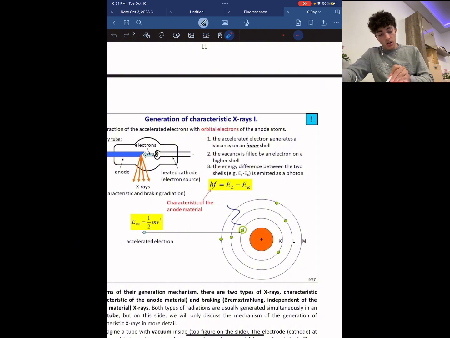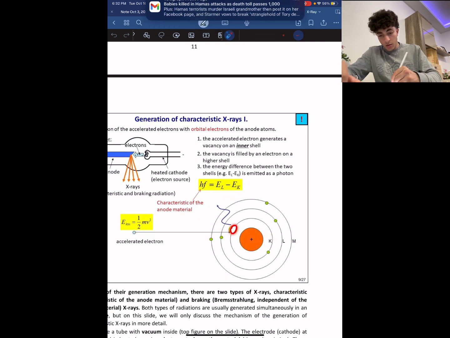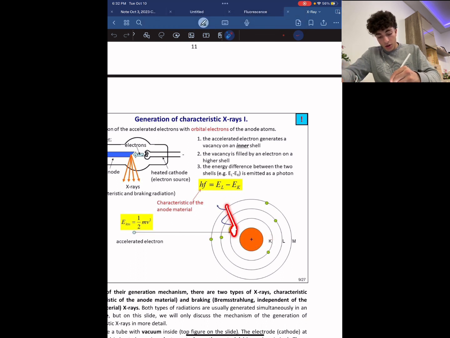So, what happens? The electron gets accelerated and creates a vacancy in the inner electron. The vacancy is filled by an electron on a higher shell. The energy difference between the two shells is emitted as a photon. So, this is the diagram, okay? What happens? Accelerated electron hits the anode, okay? Hits the innermost electron. The electron gets ionized, okay?